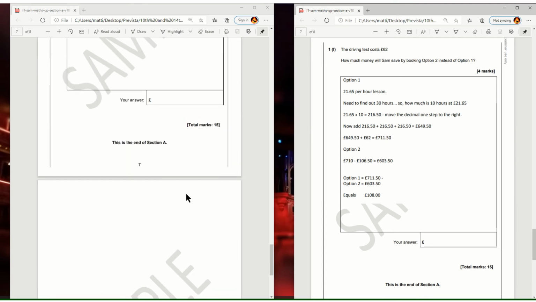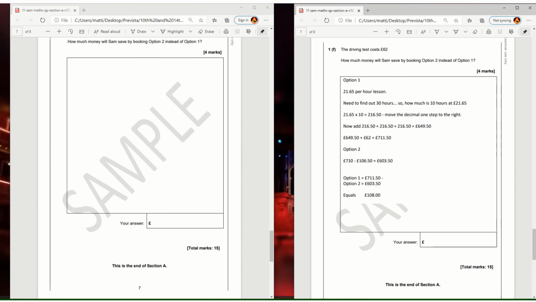Right, and there we go. That's the end of the paper. So that's an example of a non-calculator paper. We'll really whisk through very, very quickly because of time constraints on YouTube.